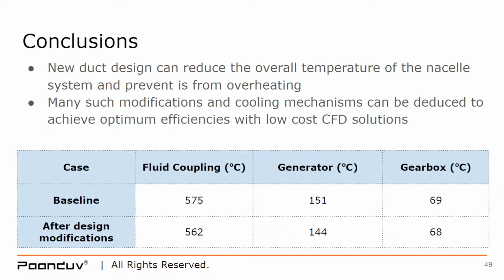Fluid coupling was earlier heating up to 575 degrees Celsius, but now it is reduced to 562 degrees Celsius. Generator box was heating up to 151 degrees Celsius. Now it is at 144. Gearbox, not much of a difference, but yet 1 degree cooling, you never know.